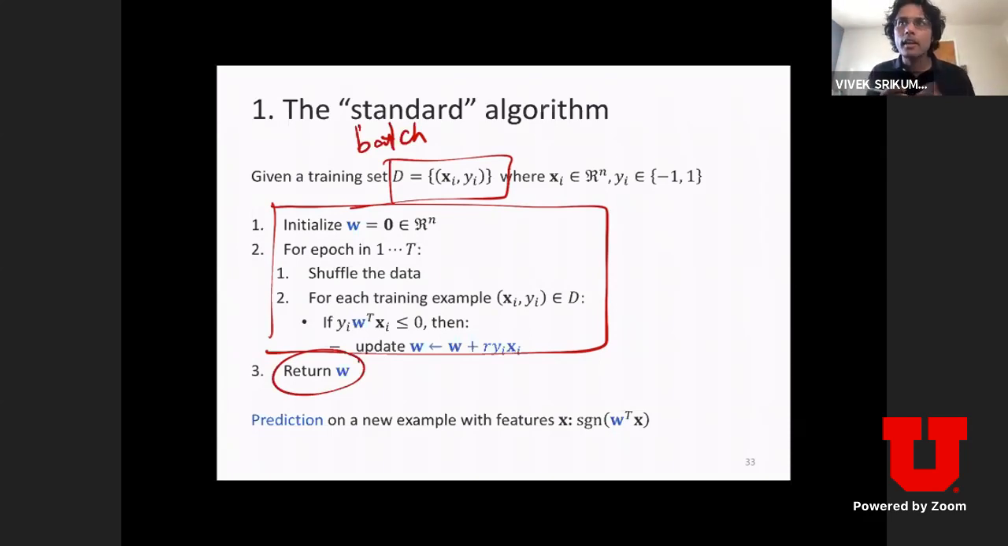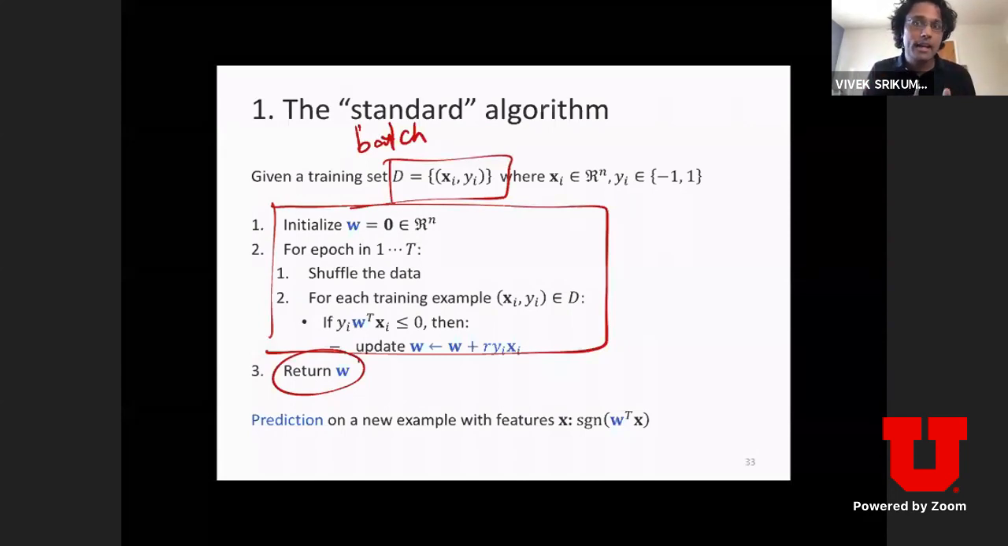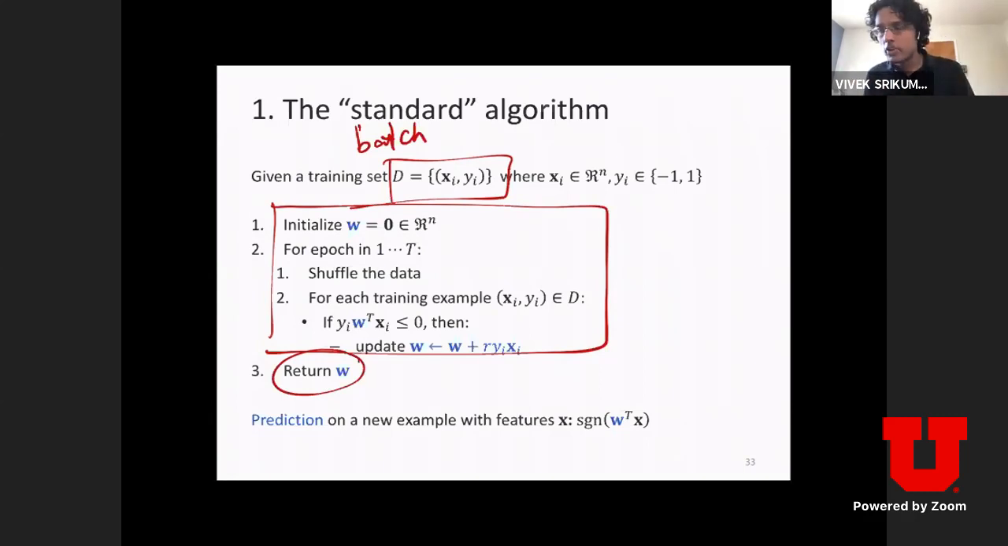In the online version of the algorithm, you don't have a fixed data set, you have an infinite stream of examples that keep coming in. The version of the perceptron that was introduced by Rosenblatt was online. The version that we will analyze is online. The version that you implement is the batch version.